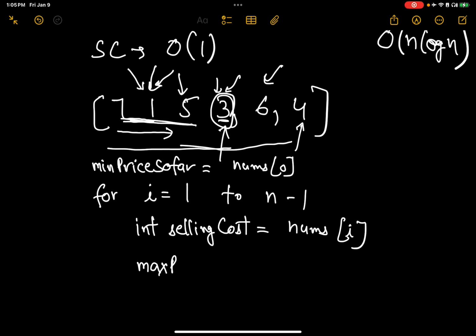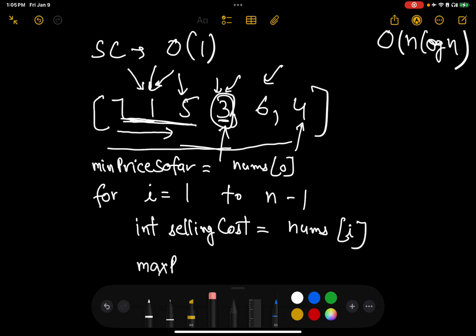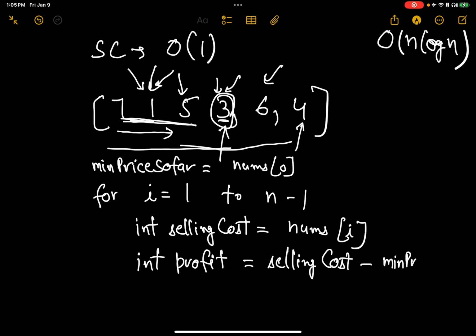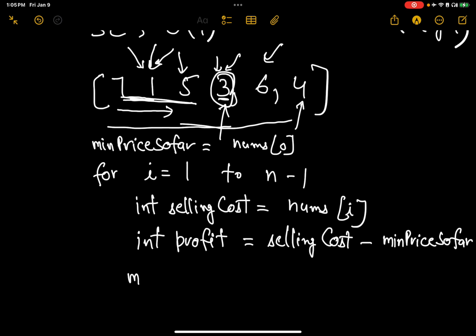Or the other way, I'll just say what's the profit I could get if I do this current transaction by selling on this day, right? So the profit would be selling cost minus min price so far, which is basically whatever the price I have seen before, which is the minimum. And then I'll just update my max profit variable here. Okay. So it would be simply max of max profit, comma, profit.